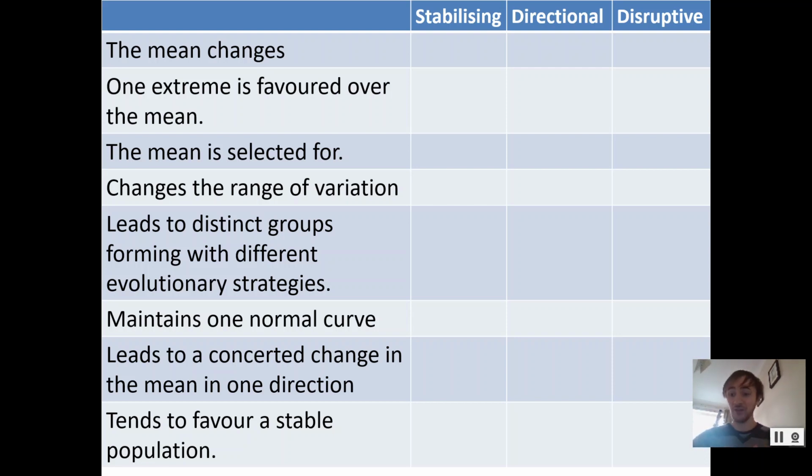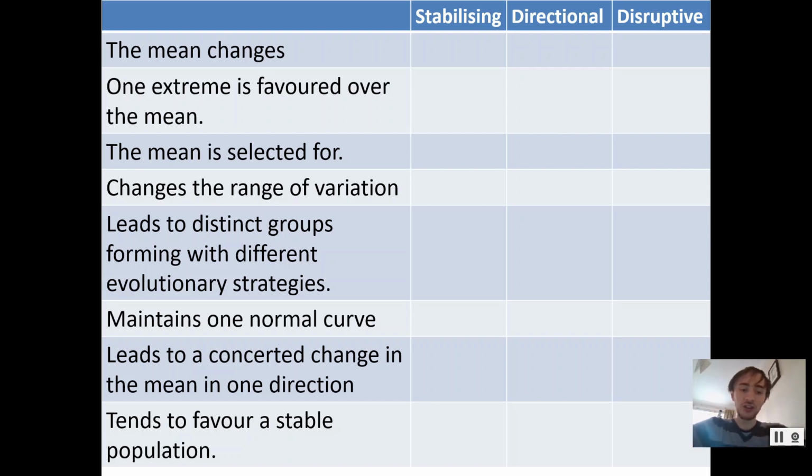Disruptive, yes, definitely. We should get more and more large fish and more small fish, or whatever our example is, and so the whole range shifts. Spreads out. Leads to distinct groups forming with different evolutionary strategies. That is disruptive and only disruptive. For the other two, there's just one best solution, so there's only one evolutionary strategy. Maintains one normal curve. That's stabilising and directional. The only one that doesn't is disruptive. It creates two separate normal curves.